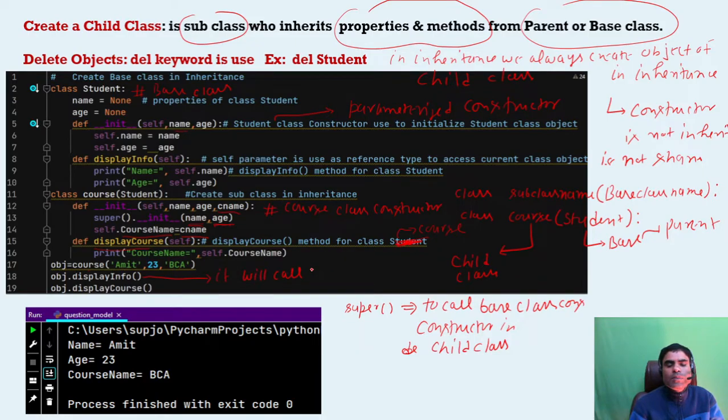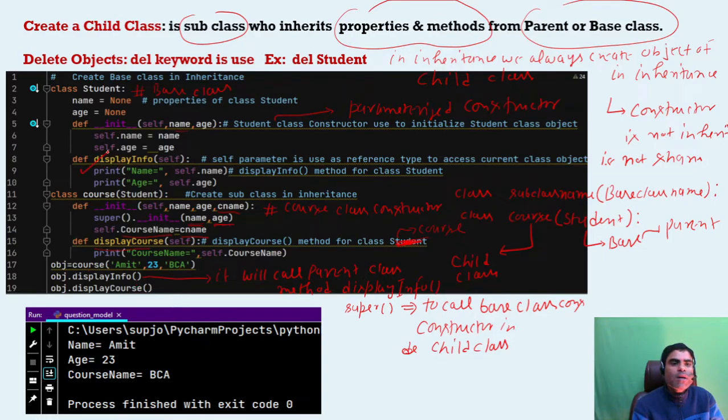It will call the parent class method, that is display info. This is the beauty of inheritance. We are calling the method of the base class with the help of the object of the derived class. So it is shared here, it is inherited here. So obj dot display info is the method of the base class.